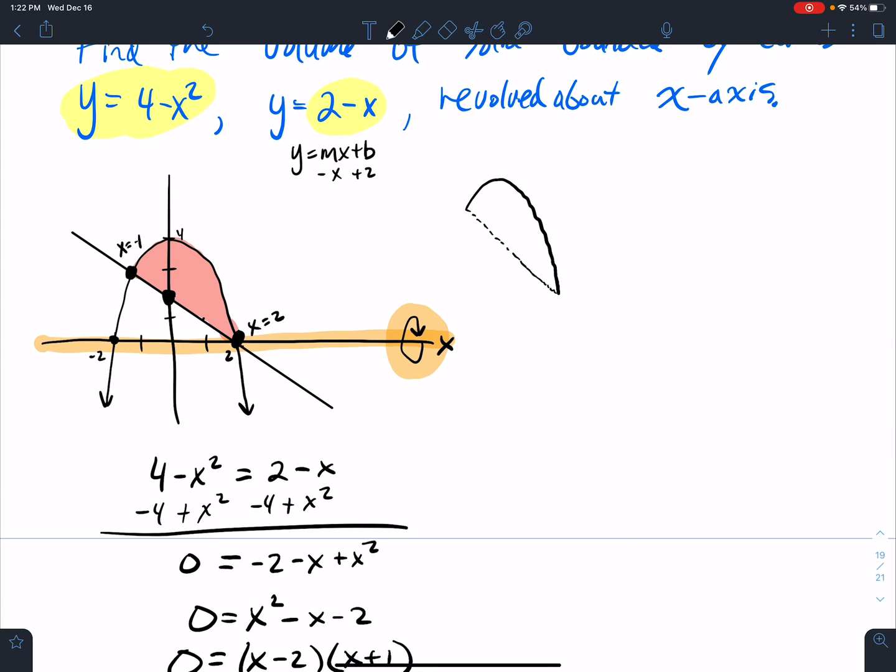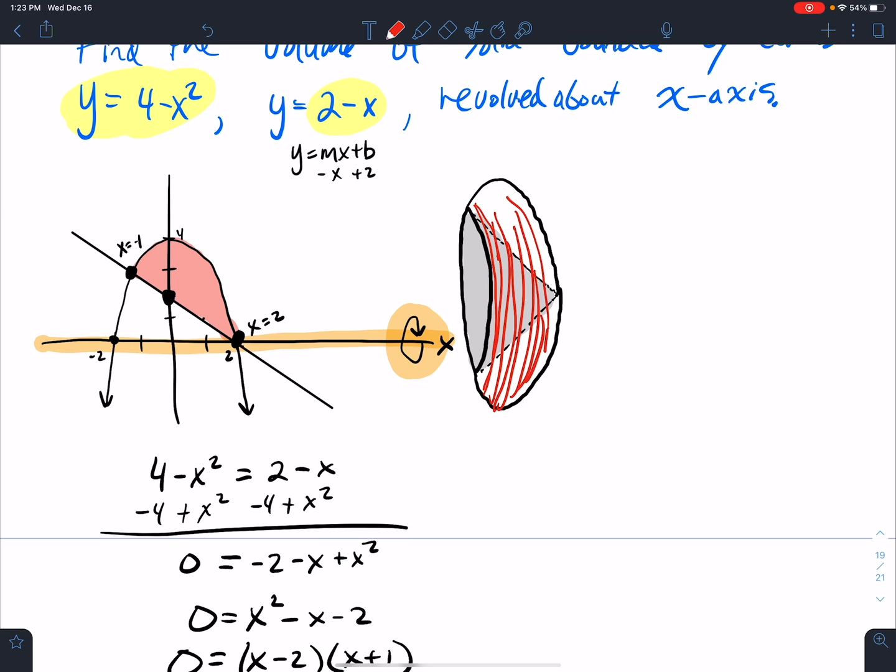Oh, that's not right. Let me try that again. Okay, that's my best attempt. So it's like the middle has a cone punched out of it. Okay? So the middle has a cone punched out of it. So the whole object kind of looks like this, with that cone punched out of the middle.